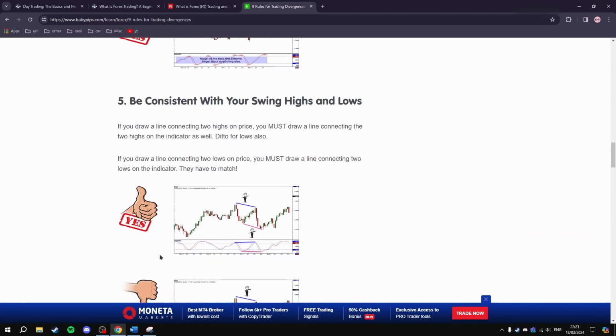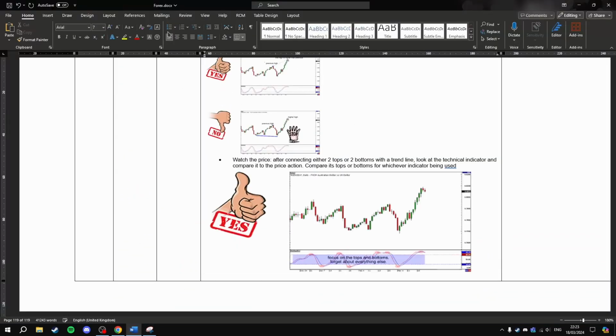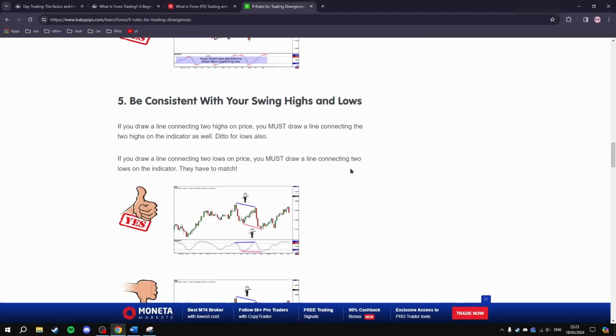Be consistent with your swing highs and lows. If you draw a line connecting the two highs on the price, you must draw a line connecting the two highs on the indicator as well. Dittos for lows also. If you draw a line connecting two lows on the price, you must draw a line connecting two lows on the indicator. They have to match.